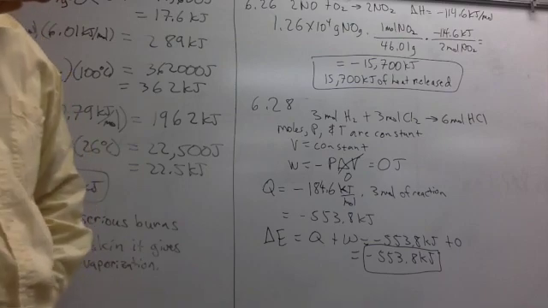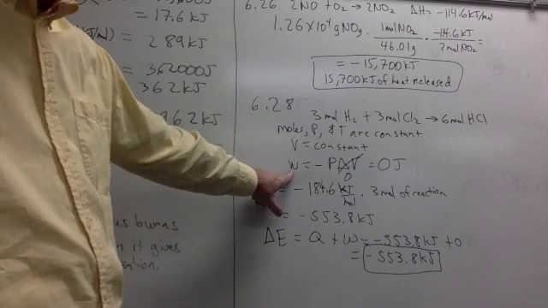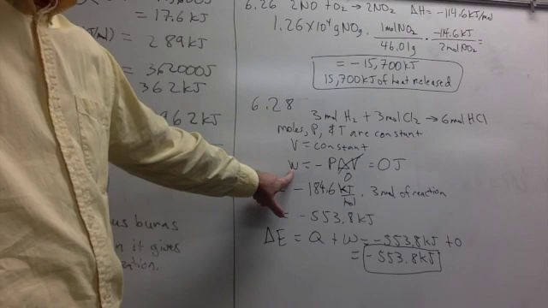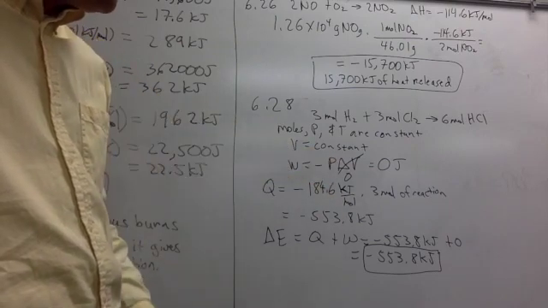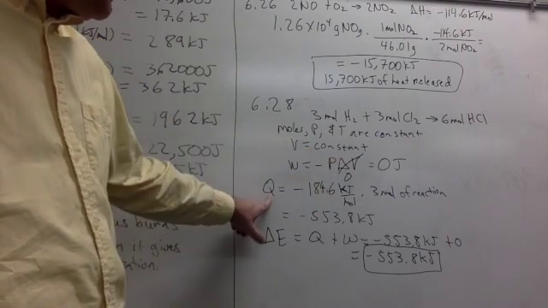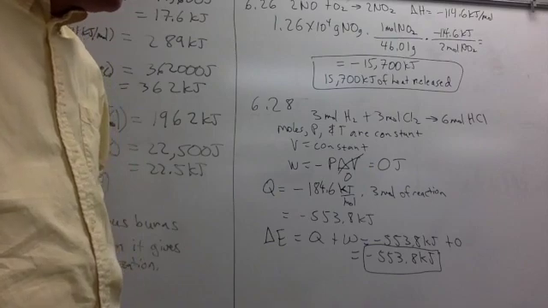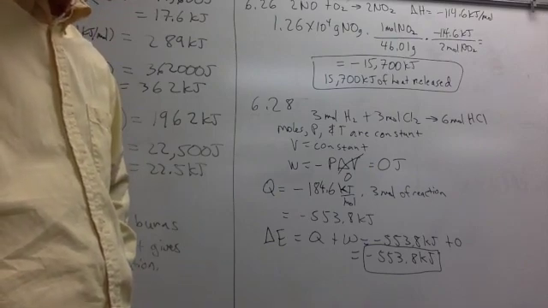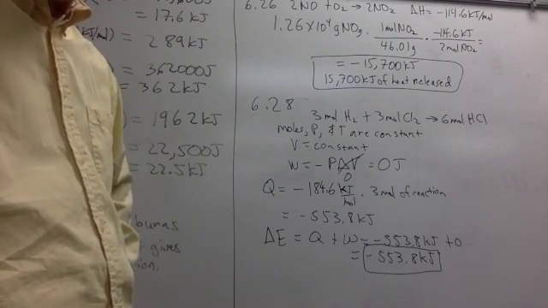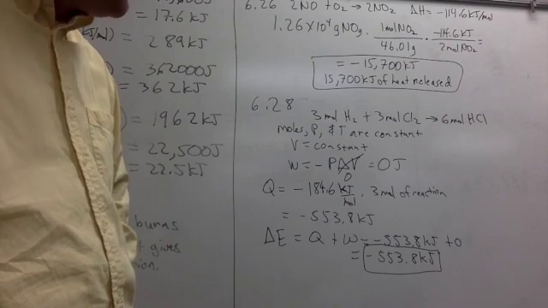So as a result, there really won't be any work generated by this reaction. It'll be 0 joules. Heat, though, it releases 184.6 kilojoules for every mole of reaction, or for every 1 mole of hydrogen and 1 mole of chlorine that make 2 moles of HCl.